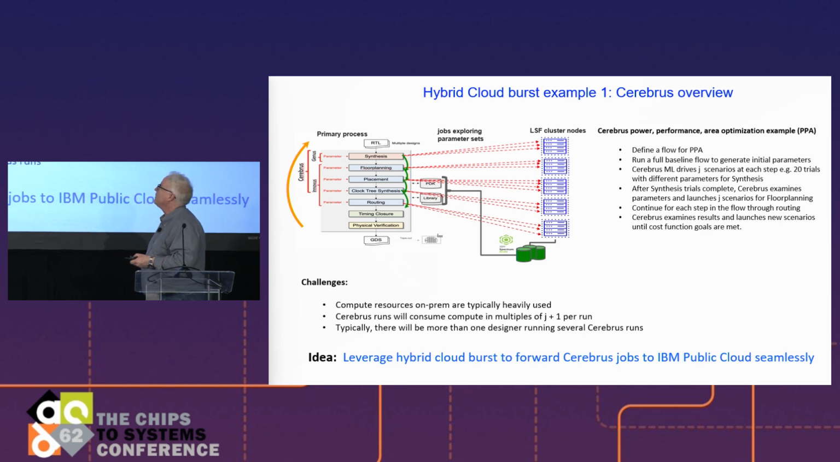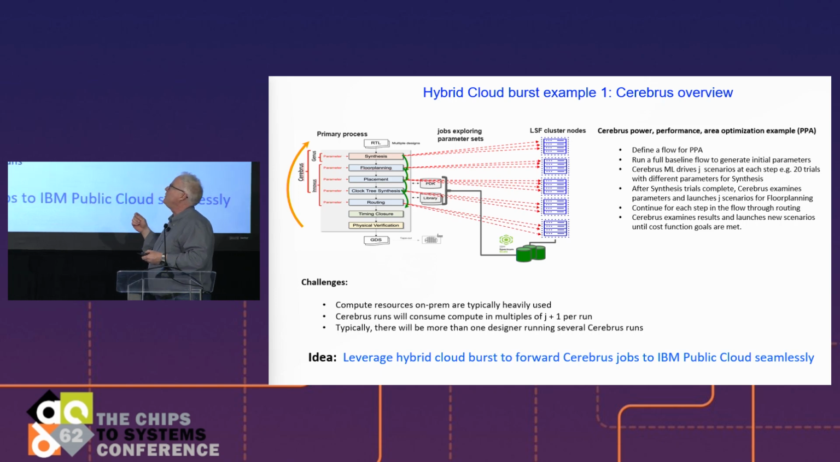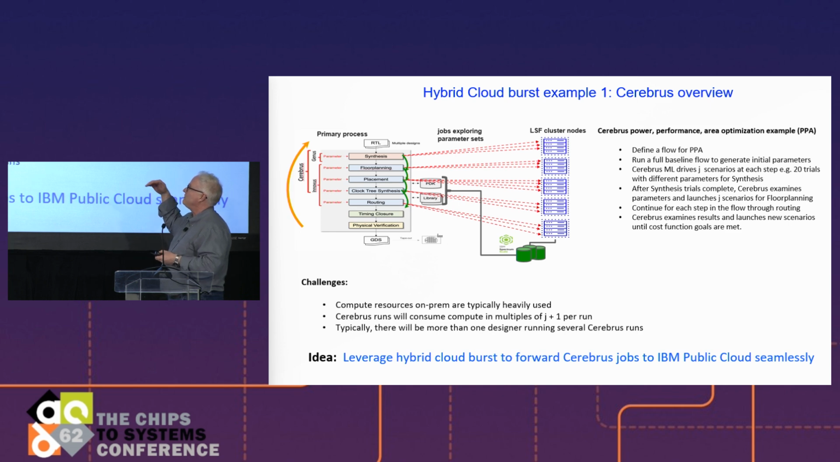So the first workload that I'm going to take you through is a cloudburst example for a power performance area flow using the Cadence Cerebrus technology. What I'll do is walk you through what this actually does. This is really an AI-driven power performance area analysis tool. You start with a typical RTL to GDS flow, and you run through once and generate what's called a baseline flow.